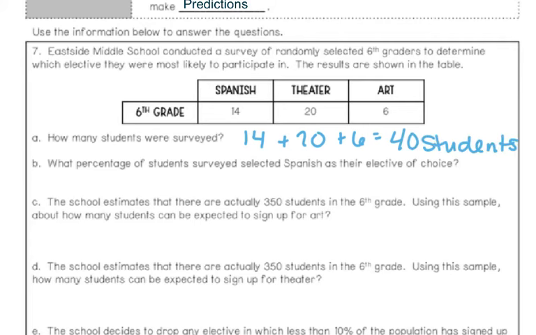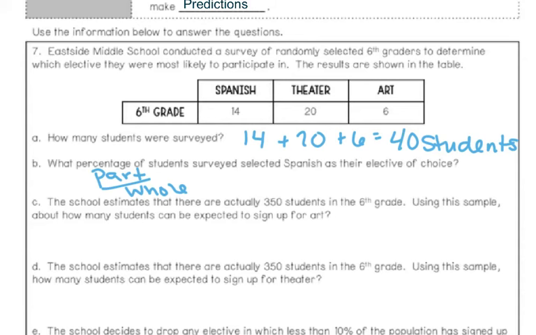Our second question says, what percentage of students surveyed selected Spanish as their elective of choice? Now, we need to dig deep into our brain and think about what we learned about percentages. We know, or should know, that percentages are part out of a whole. And that's what you're going to be doing a lot in this unit with populations, and a lot of statistics is percentages.